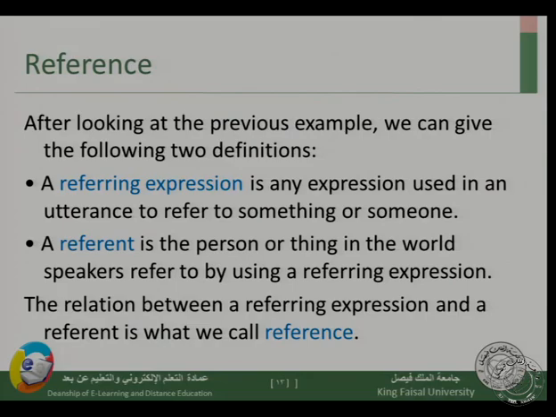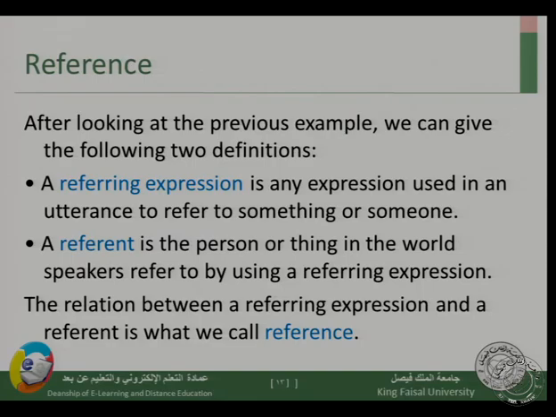So looking at the example that we gave, we have an expression and we have an object or a place or a person. So we call the expression a referring expression, and we're going to give a definition of the referring expression. It is an expression that is used in an utterance to refer to something or someone. So the referring expression is part of the language we use. It can be a word, it can be a sentence, and it can be a phrase, and it is used to refer to something or someone.